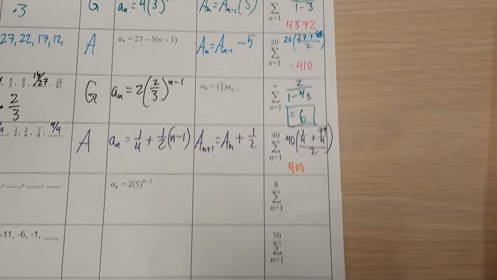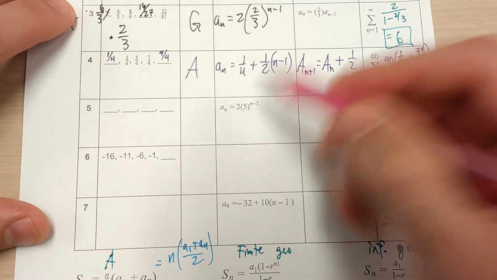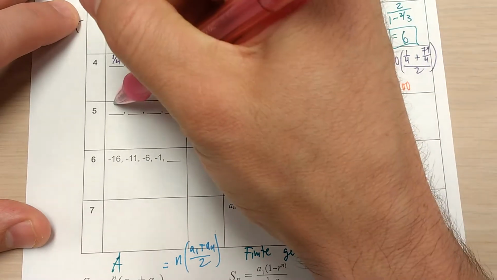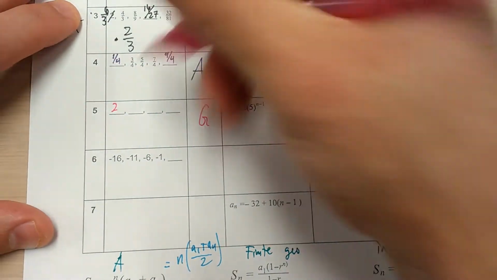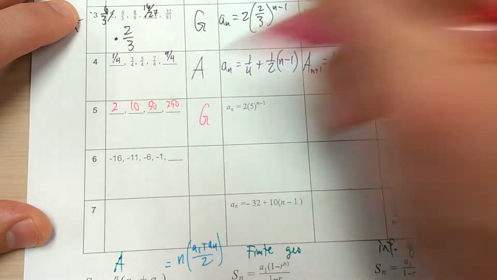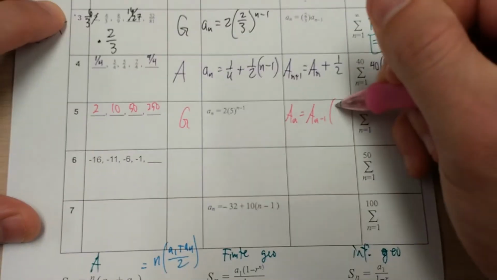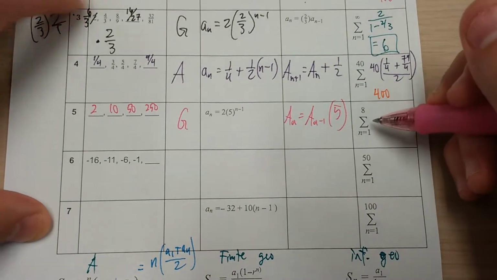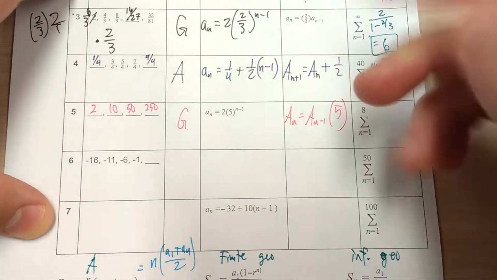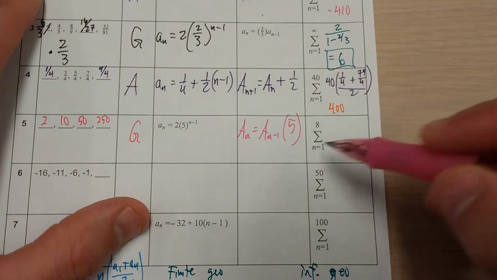All right, moving on to the next example. We should identify it immediately as geometric based on the exponential form. So geometric, first term is clearly 2. The pattern is times 5. So 10, 50, 250. All right, we have a sub n equals a sub n minus 1 times 5. And we're going to find the sum of the first 8 terms. These numbers are getting larger, so we cannot find the infinite sum here, but that's okay. They're only asking us to find the sum of the first 8.